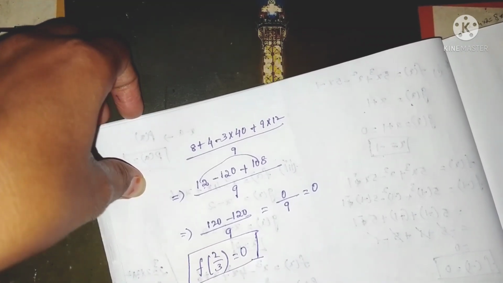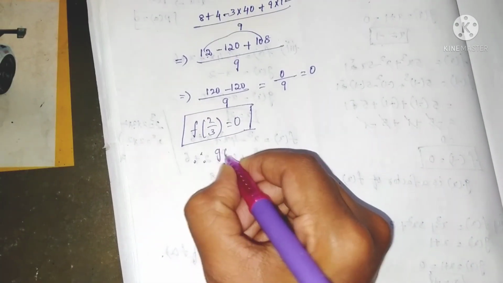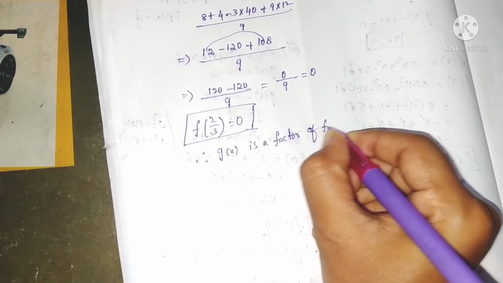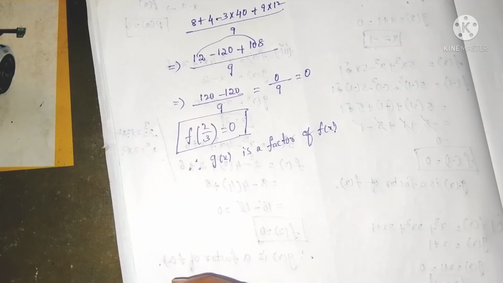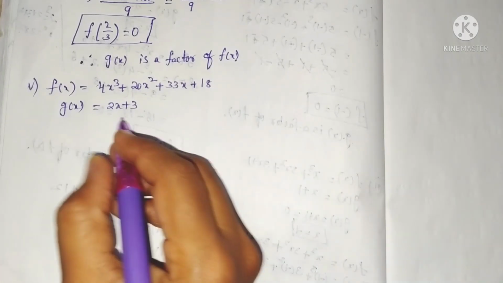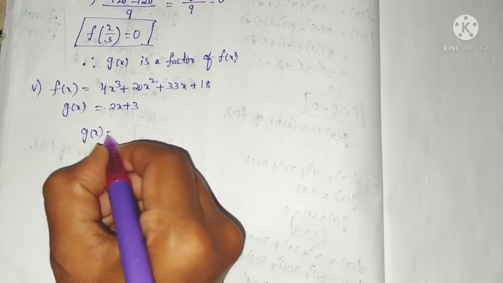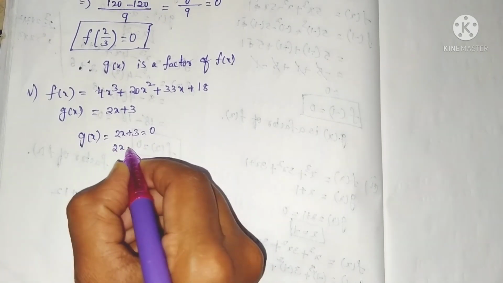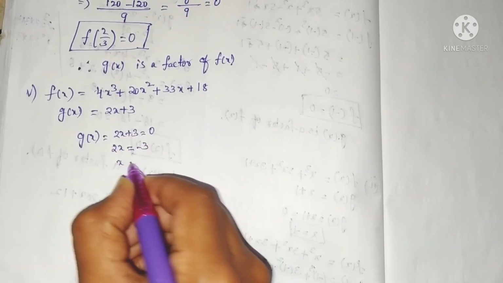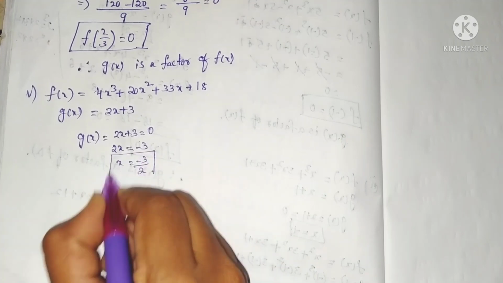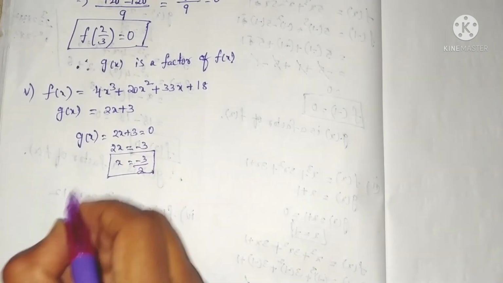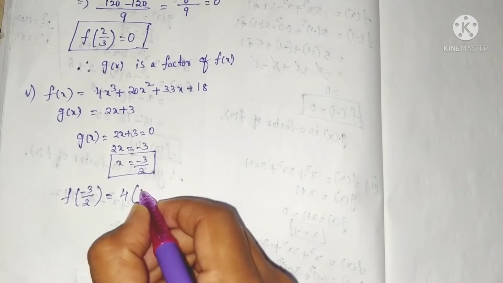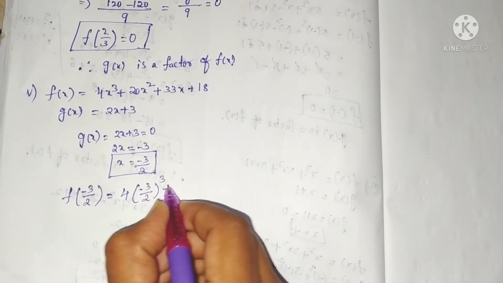So therefore g of x is a factor of f of x. That's it. Okay. And now the last one. Take g of x, that is 2x plus 3 equals 0. If plus 3 is transposed to RHS, it will be minus 3 and x equals minus 3 by 2. So now we have to calculate f of minus 3 by 2. So write minus 3 by 2 in the place of x.